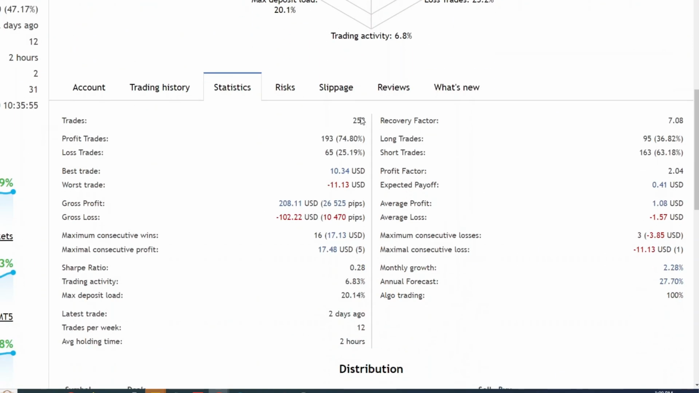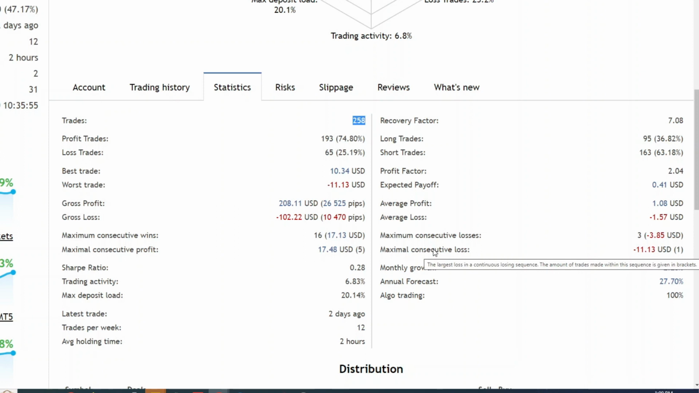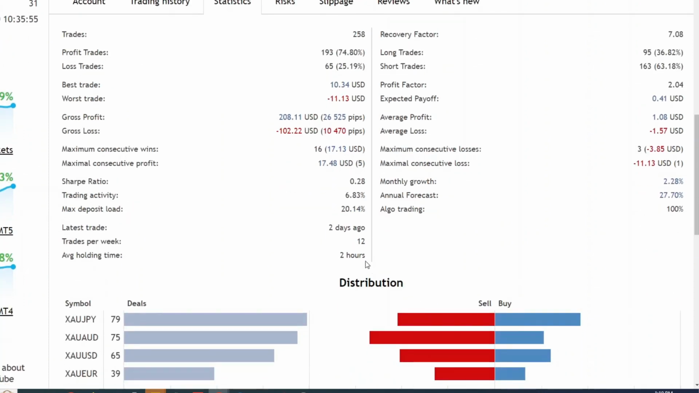Information statistics. The total trading that took place from September 2022 to now in April 2023 is 258 transactions. Maximum consecutive loss of 11.3 USD. And a maximum win of 17.48 USD. The average trading duration is 2 hours. Trading per week is around 12 transactions only.